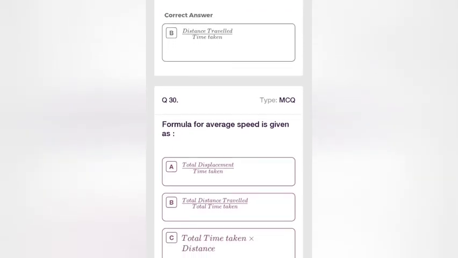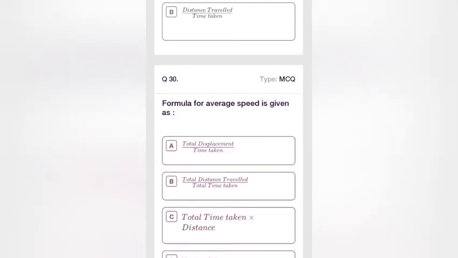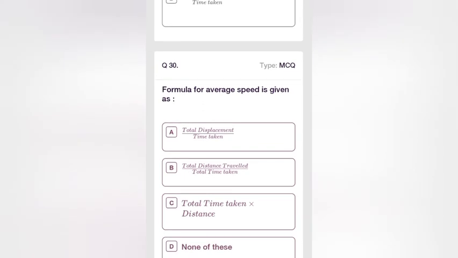The formula for average speed is given as, so it can be asked in this way. Okay, so we have already seen, but the options given here: total distance traveled by total time. That cannot be. Total displacement by total time taken. That cannot be. It is not displacement. So it is total distance traveled by total time taken. That's right. We have seen problems based on this also. So option B is the correct answer.